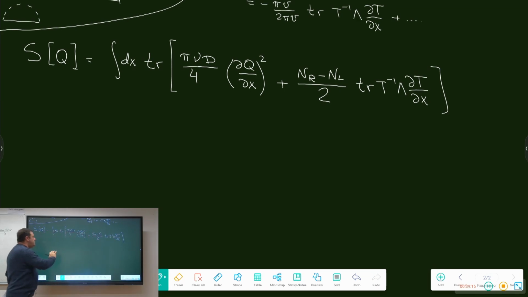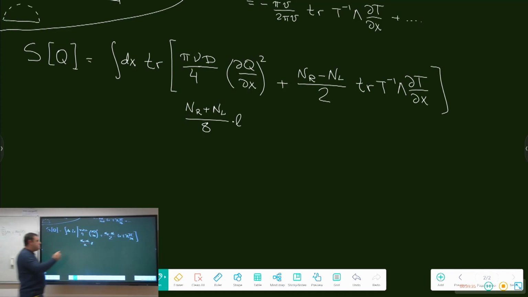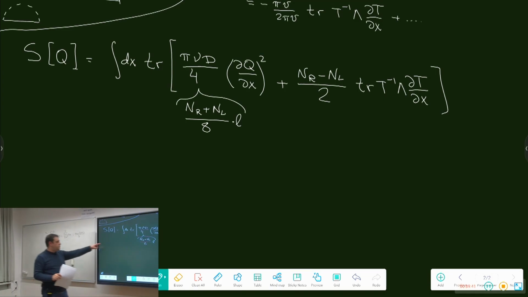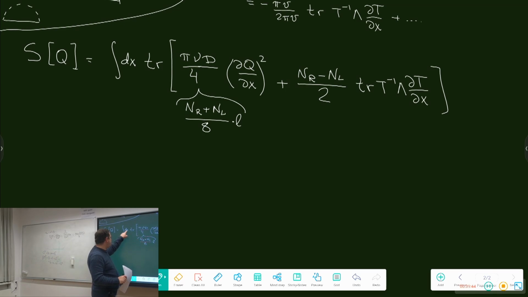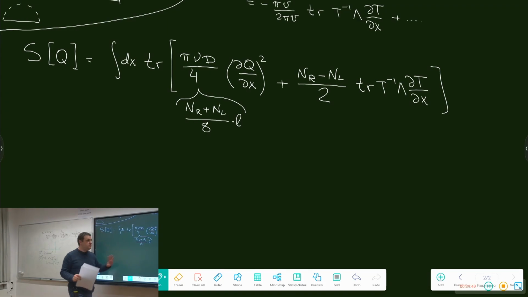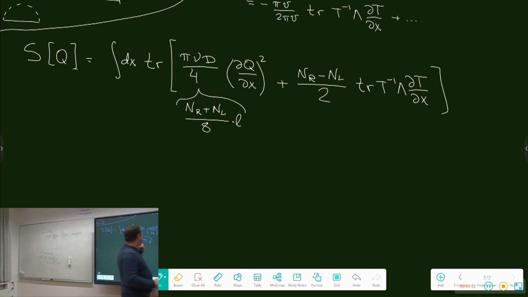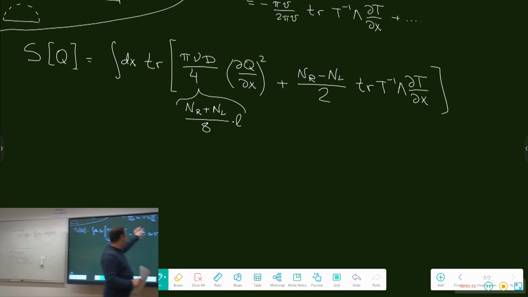This term remains, and the first one is actually a standard one. I can also put here nu times d. We just calculated what it is. It's the number of right plus number of left divided by 8 times the mean free path. This prefactor here has at least the correct dimension: L is length squared, and we have x squared in the derivative. That's nice. And this thing is dimensionless. We have x here, d by dx here, and it's a dimensionless number.